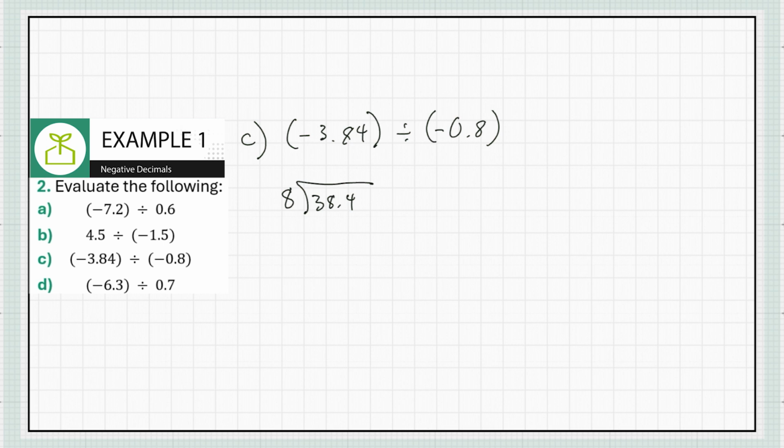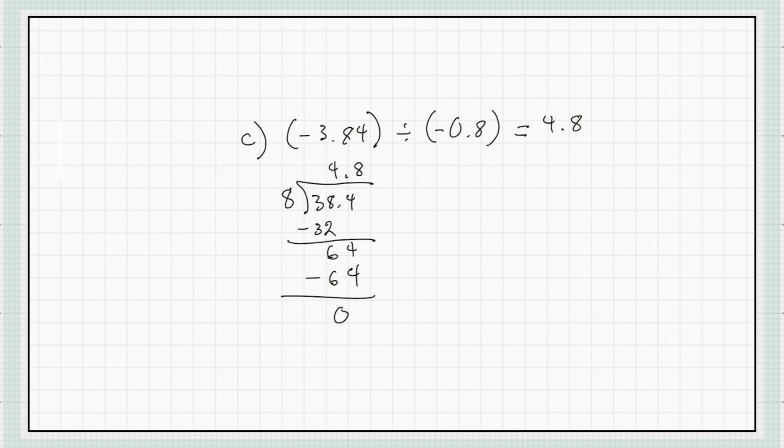Okay, in doing this, I can ask myself, well, how many times does 8 go into 38.4? We'll start off with, how many times does 8 go into 38? It goes in 4 times. Right, leaving us with 64, or 6.4 left over. And then how many times does 8 go into 64? Well, it goes in there 8 times. And we're left with 0. So the end result of this is going to be 4.8.